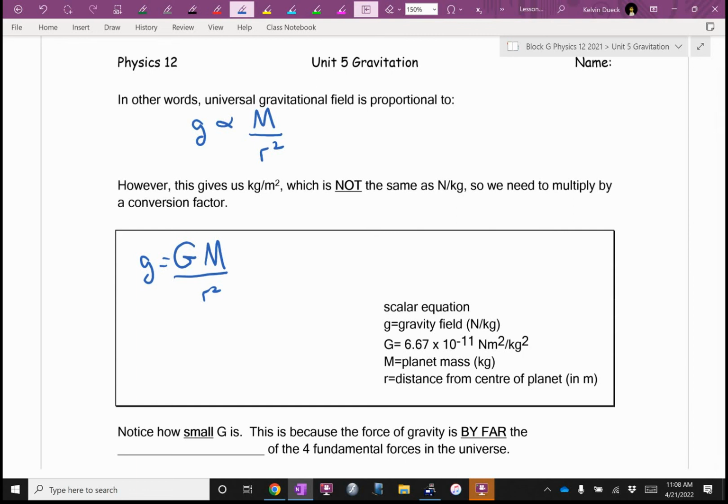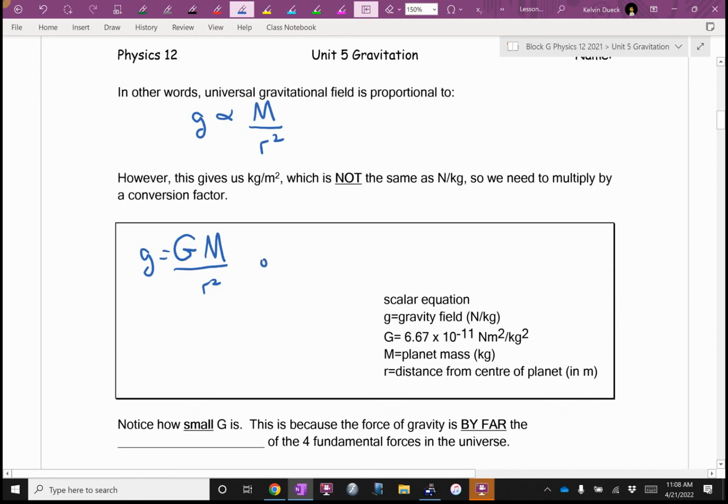It's the gravitational constant of the universe, sorry. What is big M? Big M is the mass of the planet, or star, or moon, whatever is sending out the gravitational field. R squared, that's the square of your distance from the center of the planet. Some textbooks will write this.